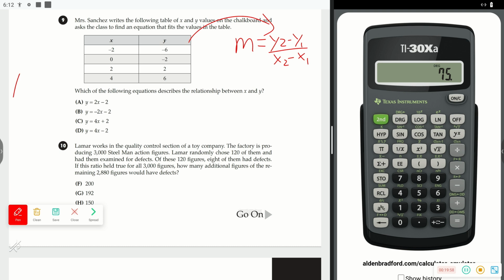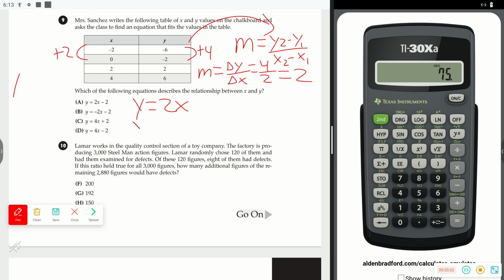What I usually do is I just know that m equals your change in y divided by your change in x. So I just look, what is my change in x? From -2 to 0, that's going to be +2. From -6 to -2, that's going to be +4. So my change in y was 4, and my change in x was 2. 4 divided by 2 is 2. So I know my slope is going to be 2, so I have y equals 2x, and then I have to figure out what my y-intercept is.